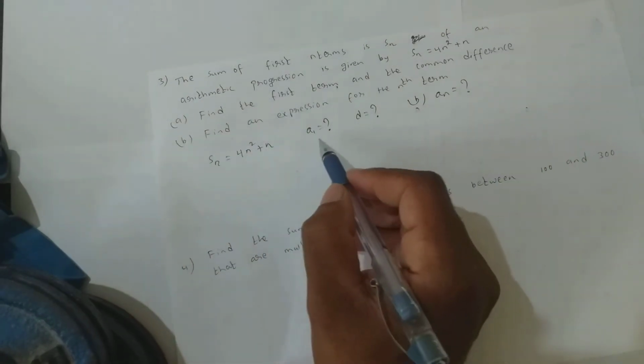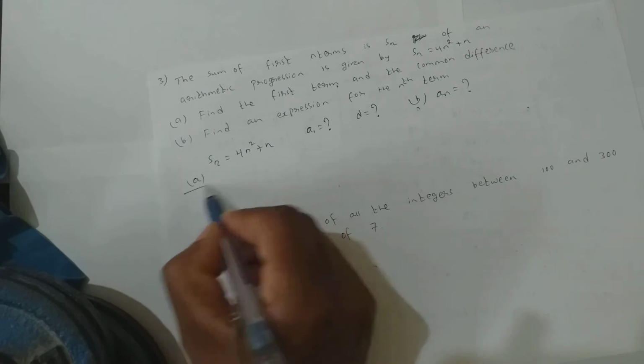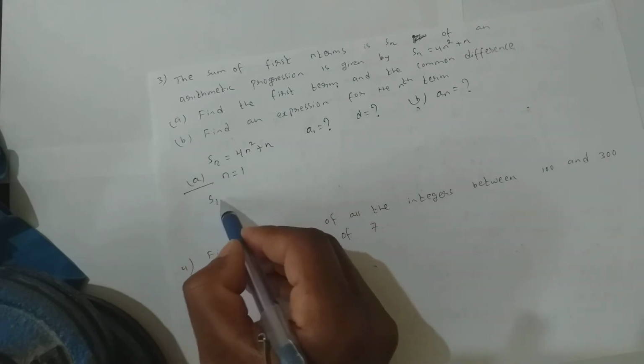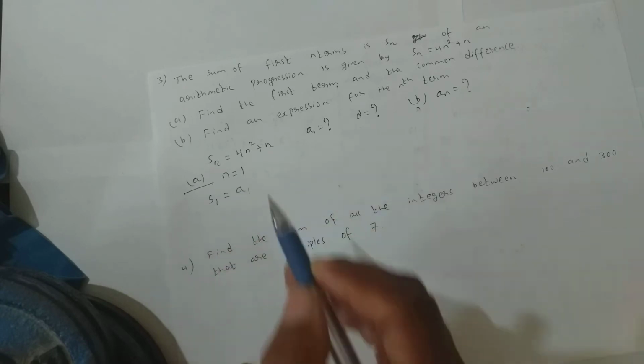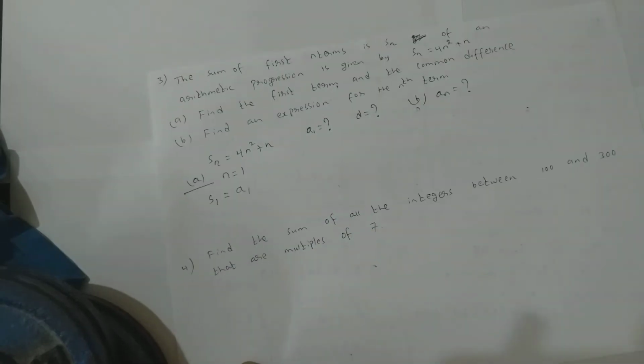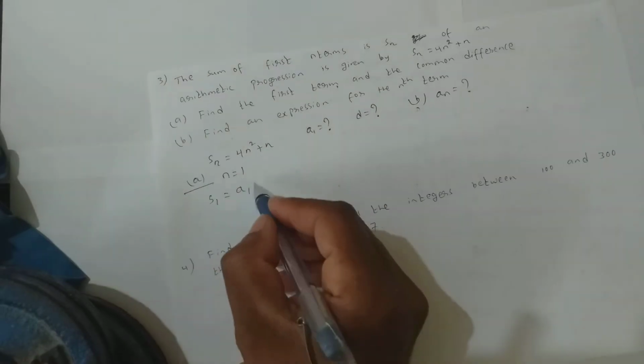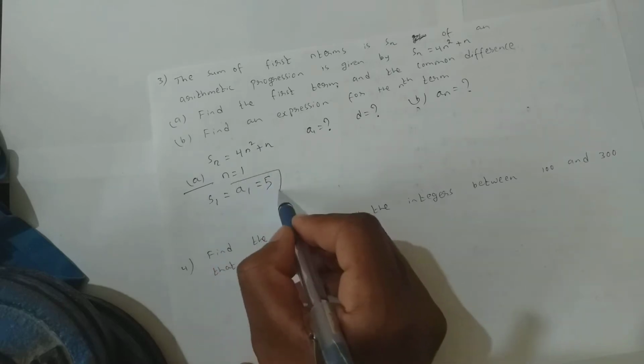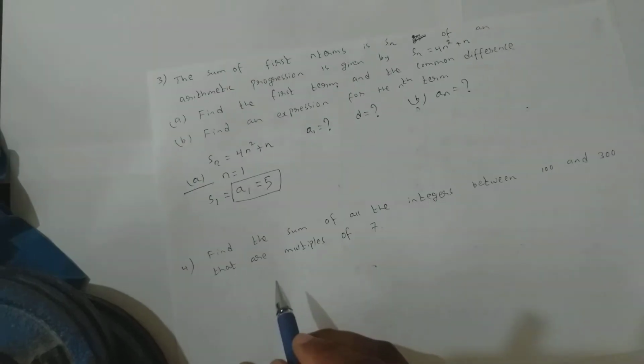So let us do part (a) first. I know if I take n equal to 1, what will I get? S1 is nothing but only the a1 term. When it is S1 you are adding only one term, which is a1. So put n equal to 1 here, how much you get? 5. So that is your a1.